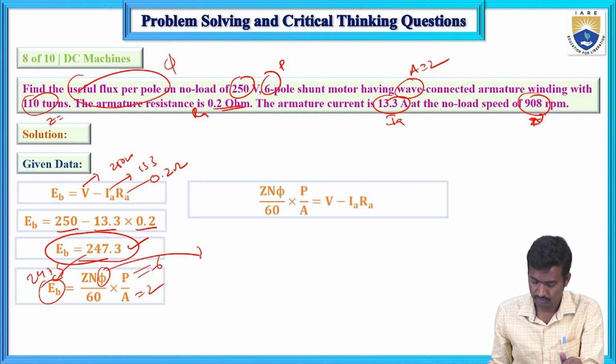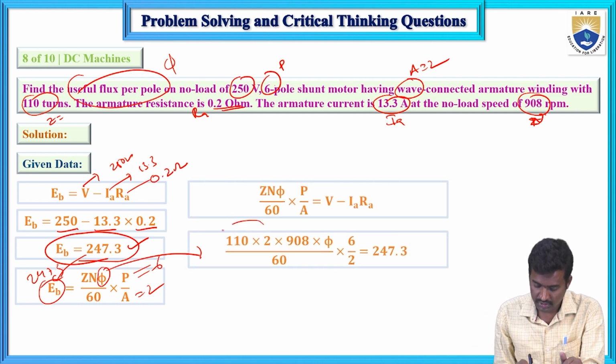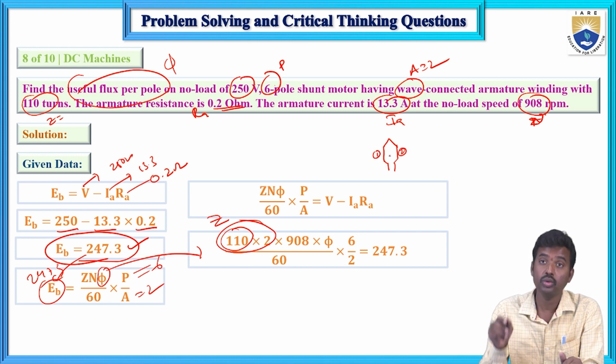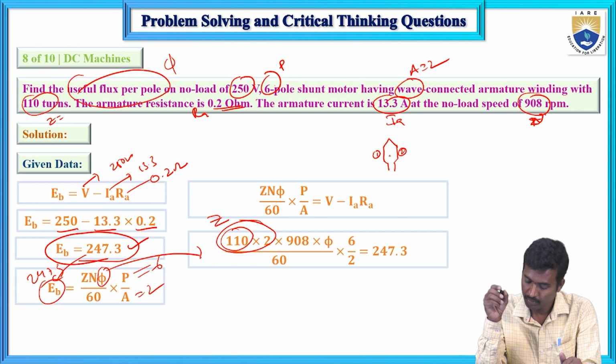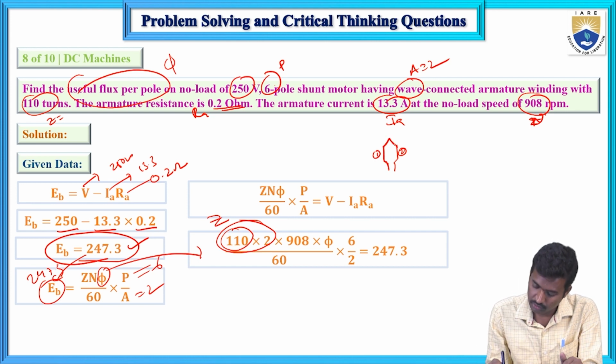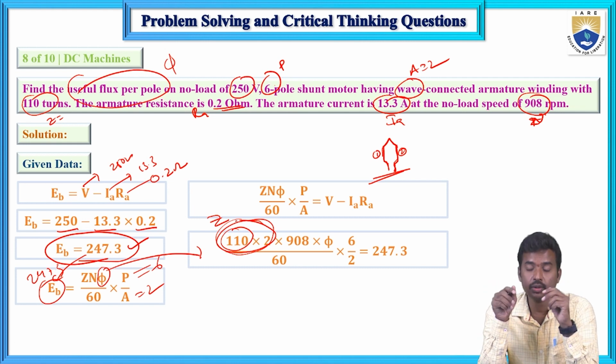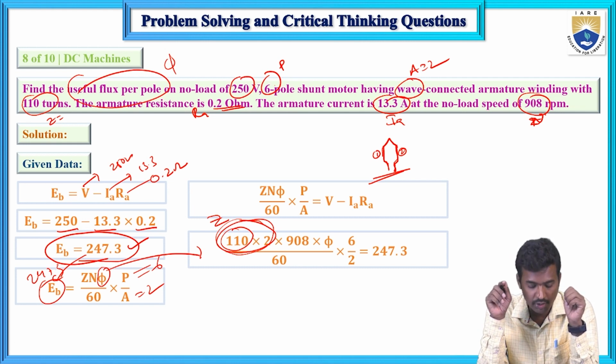This is Z: 110 turns and 220 conductors. This is the turn. Here conductor 1 and conductor 2. Two conductors make one turn. So 110 turns indicates 110 into 2 is the total number of conductors in the armature winding.